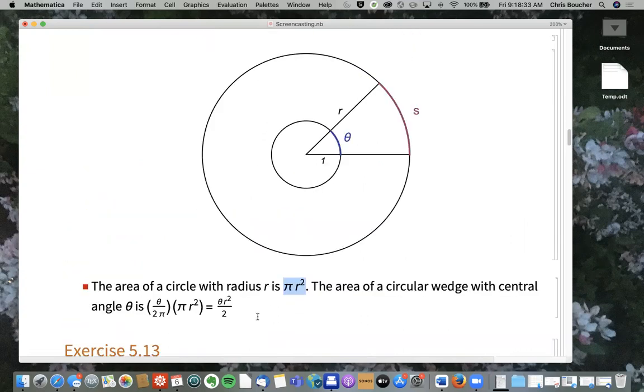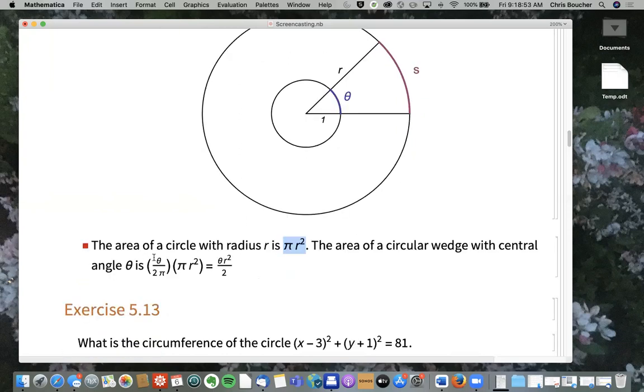Now we know what the area of the whole circle is. How would we find the area of just this pizza slice that's made by the angle theta? Well, again, it takes up a proportion of the whole area. If I take theta over 2 pi, that's the fraction of the whole circle that the angle makes up. I just have to multiply that by the area of the big circle. And again, the pi's cancel, so I wind up with theta r squared over 2.